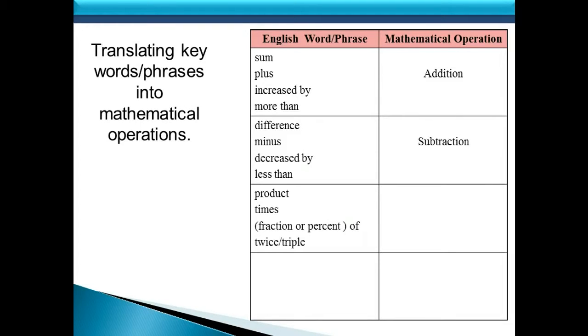Next we have the word product, the word times, and then if you have a fraction or a percent preceding the word of, or the word twice or triple, those would all indicate the mathematical operation of multiplication. Next we have the word quotient, the word divide, the word per, and the word ratio. And all of those words in English represent the mathematical operation of division. You might take a moment to pause the video and write these down so that it can help you with the rest of the problems we're going to be working on.